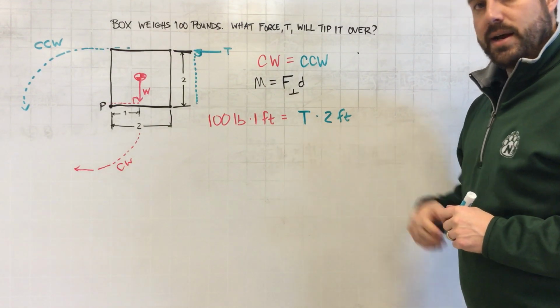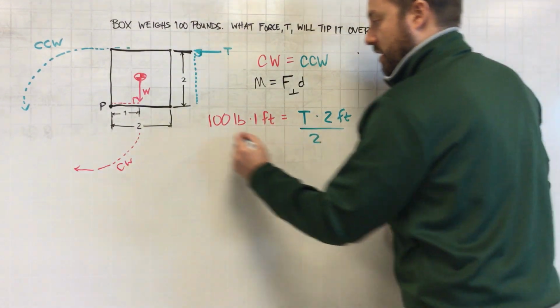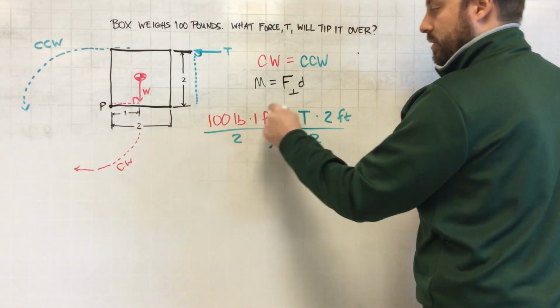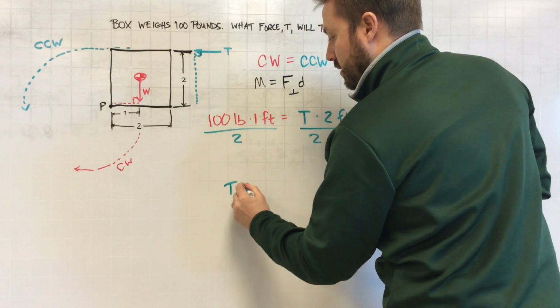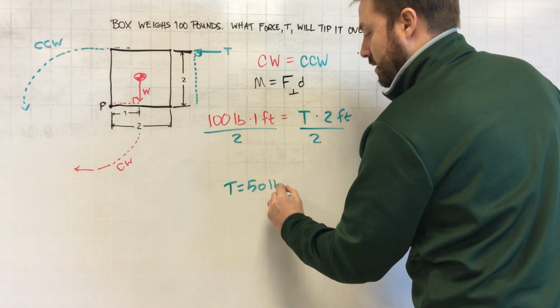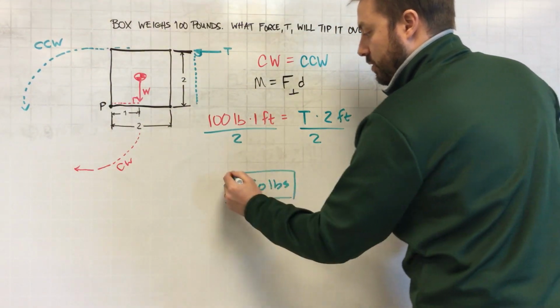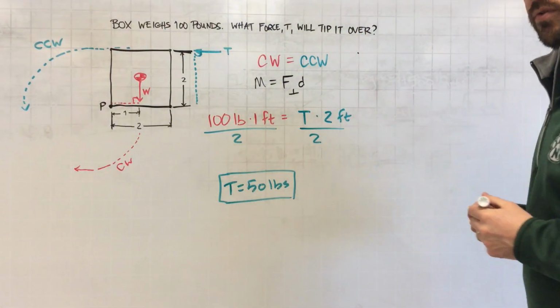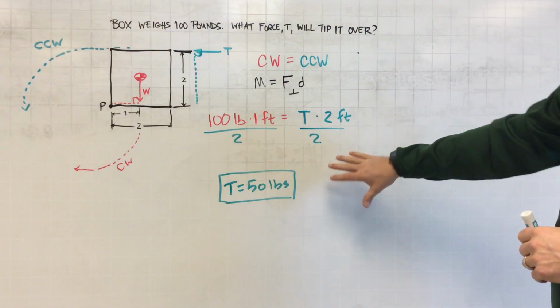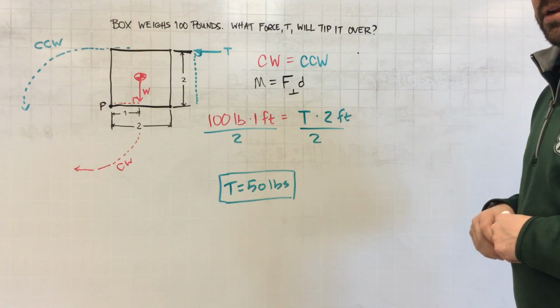So let's divide out the 2 then. Let's divide both sides by 2. What is 100 times 1 divided by 2? And it turns out that the tipping force in this case is 50 pounds of force would be required to tip that box over. That's the long and short, that's every single tipping force problem in a nutshell.